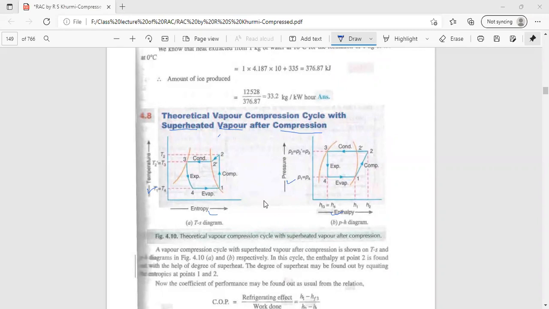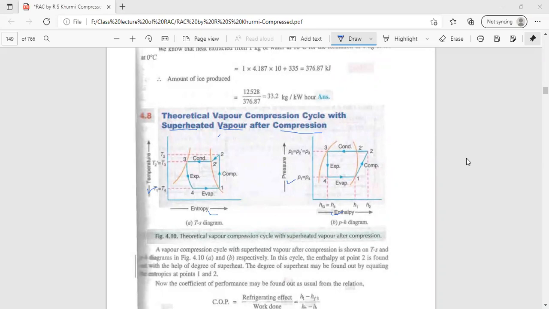Let's start it again. Now, what we are doing, now, what is seen in this diagram is the vapor compression refrigeration cycle.